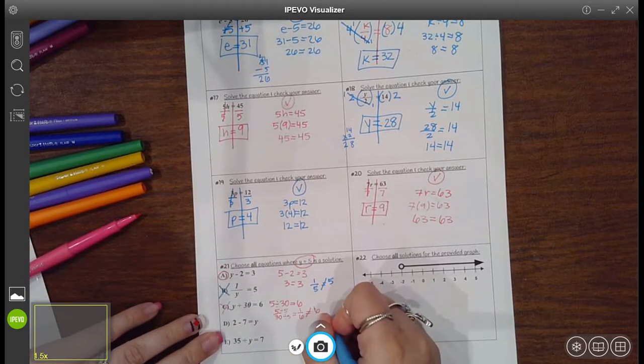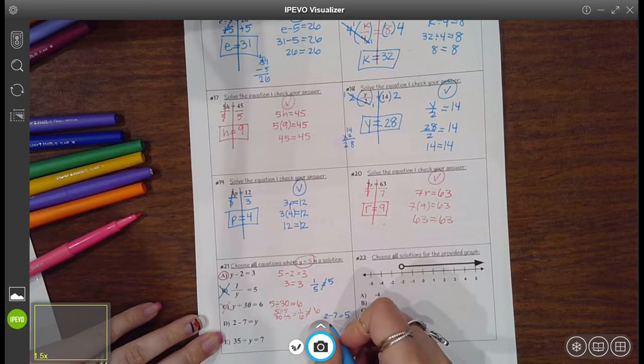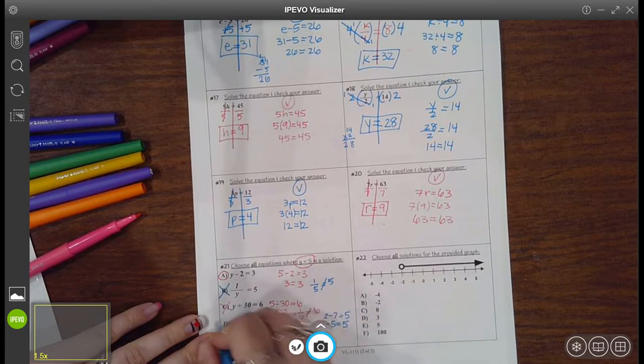Okay, 2 minus y equals 5. Look carefully at this. This isn't saying 7 minus 2, it's 2 minus 7. This is actually a negative 5 equals 5. Totally not true.